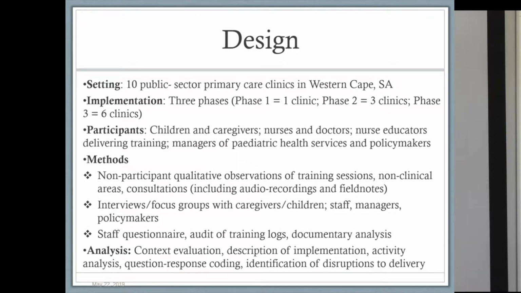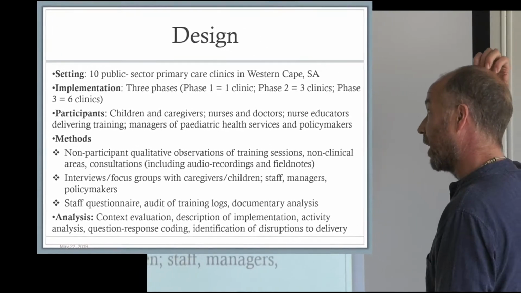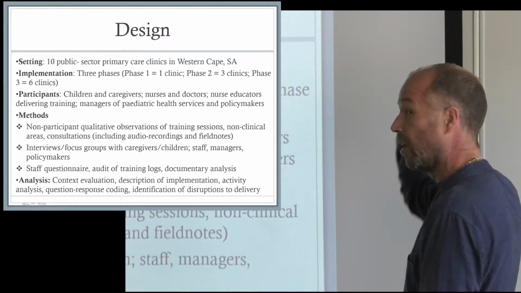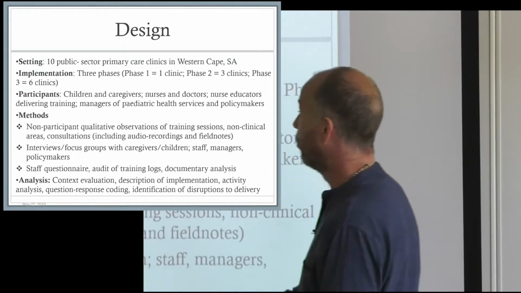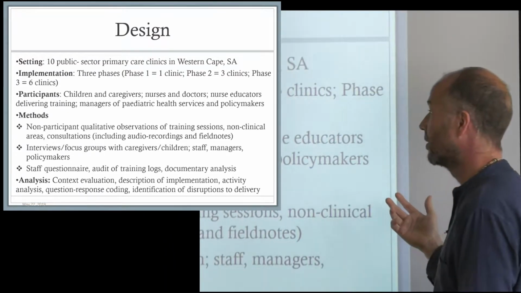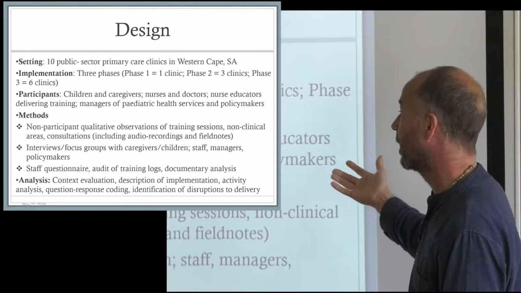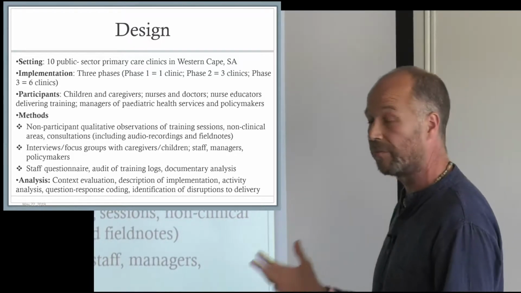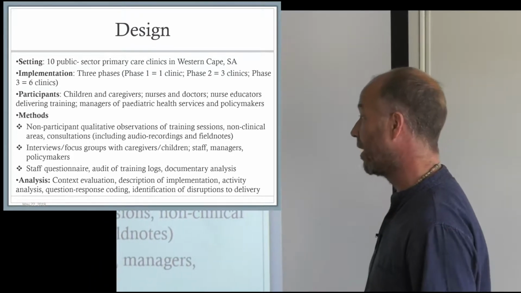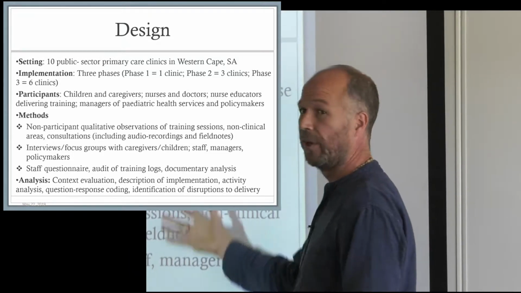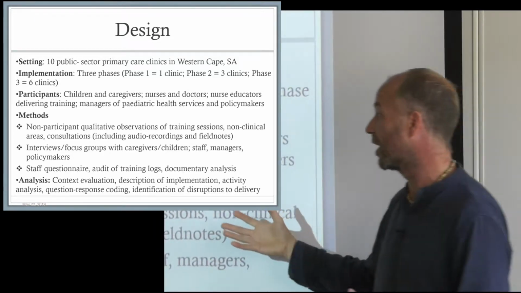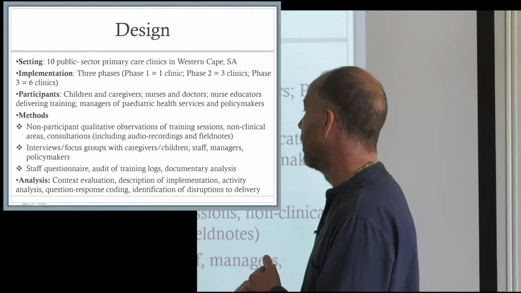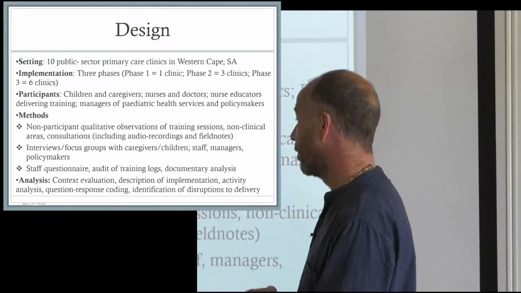So it's been implemented in 10 primary healthcare clinics in the Western Cape in South Africa over 3 phases. In 1 clinic, then 3, then 6. And so the participants obviously are children and caregivers, nurses, doctors, policymakers, paediatric managers. And so there's a whole range of methods, which are the ones where we talk about this snapshot of implementation. We've got observations and interviews and focus groups.